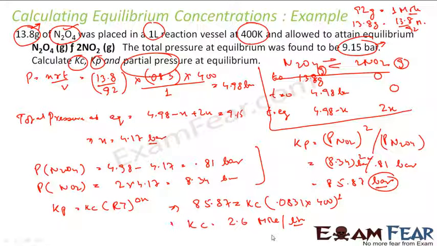Correct? Easy only. Since I was supposed to find partial pressure, Kp, Kc, all, I converted the whole grams of N2O4 to partial pressure of N2O4. Because you can't take this part in grams and this part in partial pressure. If you are taking partial pressure as the unit here, you take everything in bar. If you want to find the concentration, you take everything in moles. So here I took everything in bar.